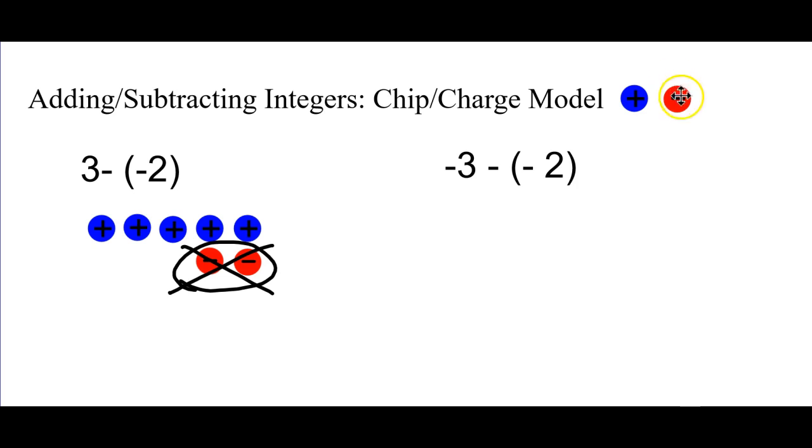So to demonstrate this, we need 3 negatives here. So 1, 2, 3. And this says take away 2 red negatives. So we do have some red negatives here. I don't have to add 0 pairs this time. That's kind of nice. So all I got to do is take away 2 of the red negatives. So there's 2. Take them away. What am I left with? I'm left with negative 1.